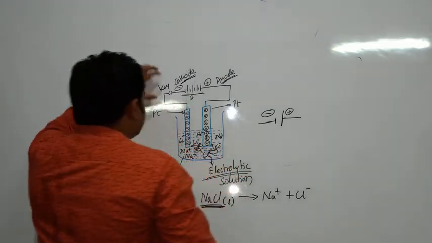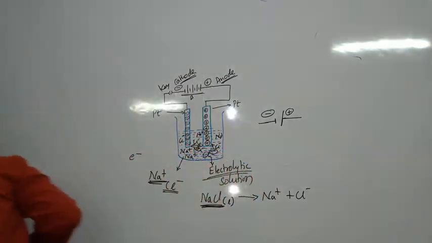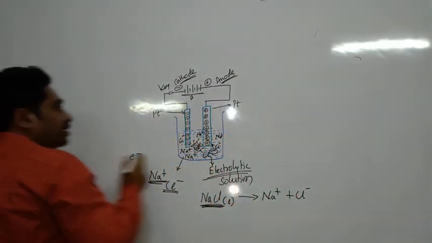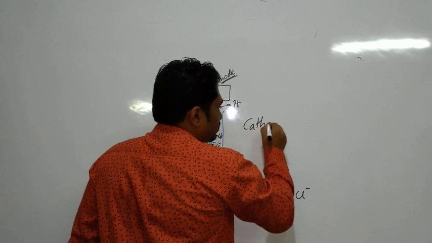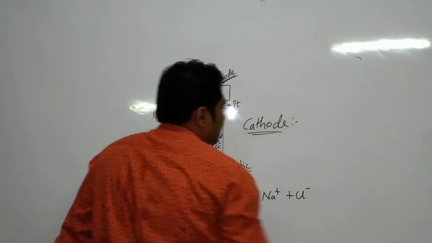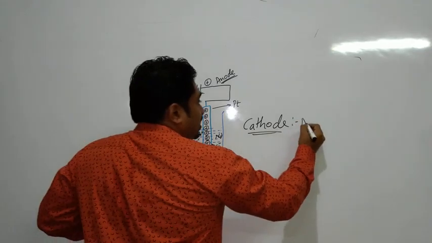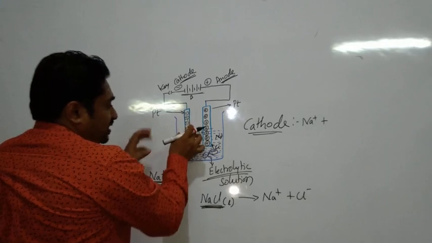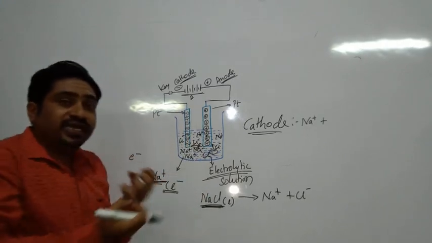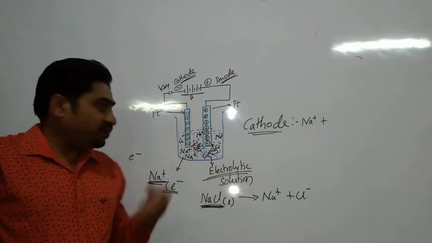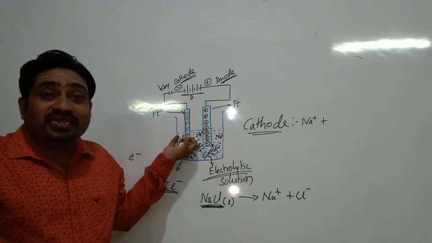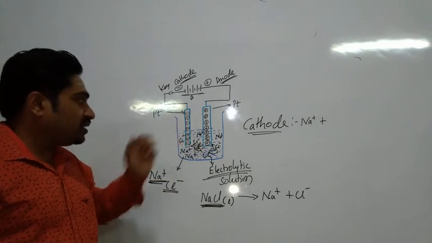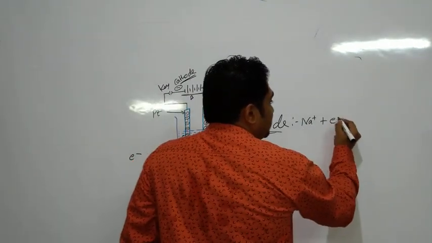Here on this cathode, what happens? Na plus ion comes to the cathode. When the Na plus ion reaches this cathode, it will receive a reward from the cathode, that is none other than an electron. Each Na plus ion will get one electron from this electrode. So Na plus will get an electron.